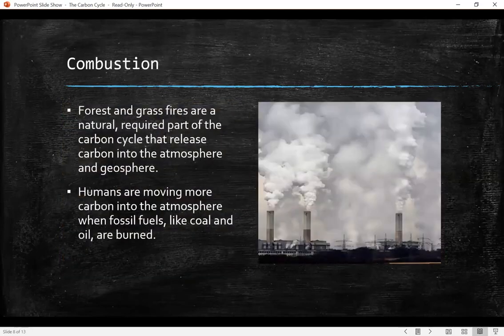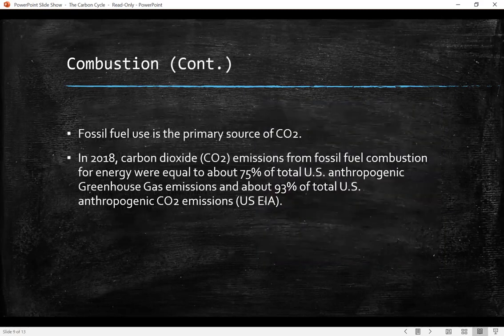Another important step that releases carbon is combustion. Forest and grass fires are a natural, required part of the carbon cycle that release carbon into the atmosphere and geosphere. Humans are moving more carbon to the atmosphere when fossil fuels like coal and oil are burned. Also, fossil fuel is usually the primary source of CO2.